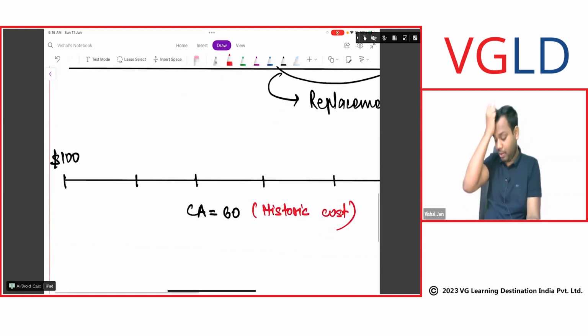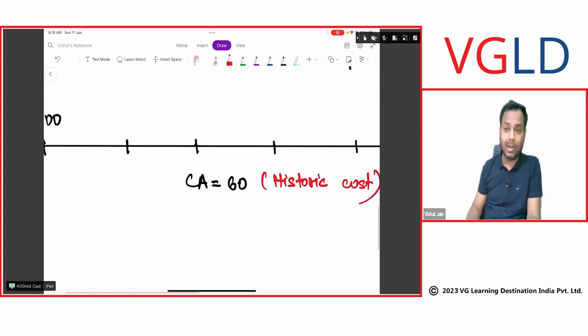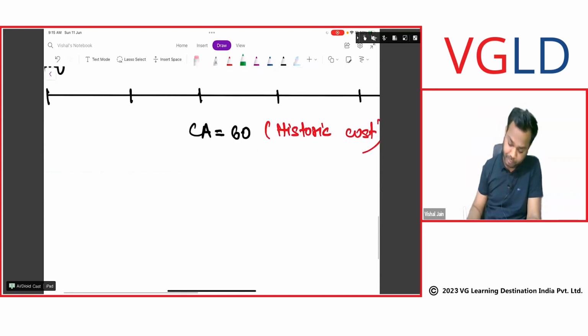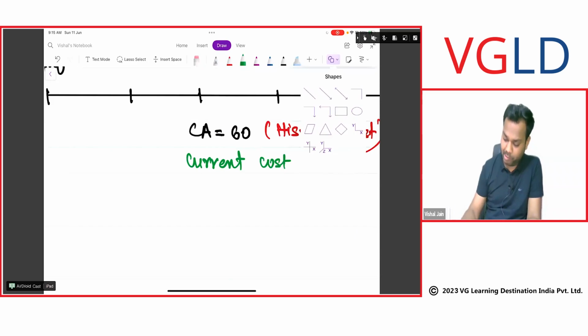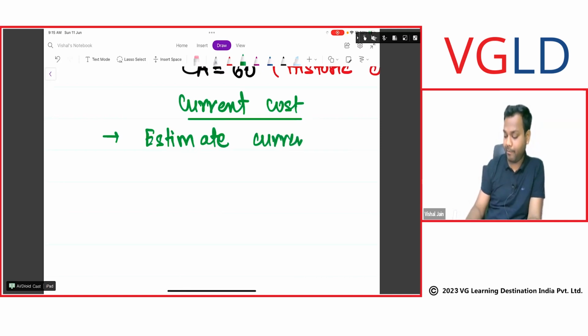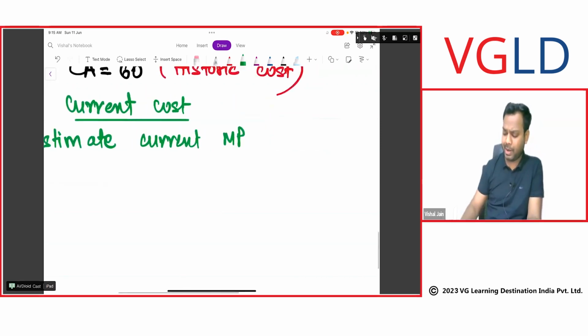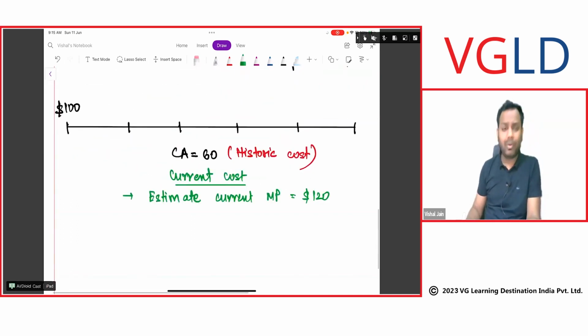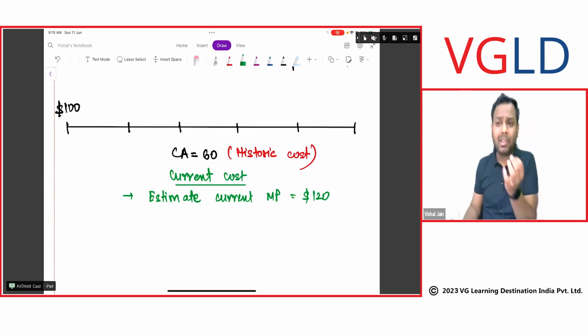Now on the very same day, you have to calculate the current cost also. So how will you calculate the current cost? For calculating the current cost, you have to first estimate the current market price. Let's suppose the current market price is $120. But this market price is for a new product, and this asset has already been used for 2 years.